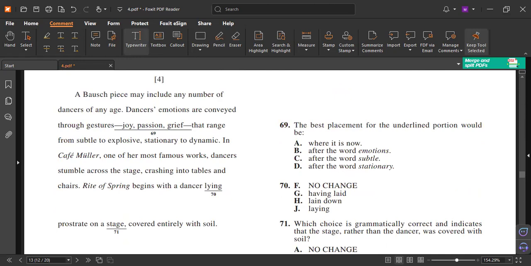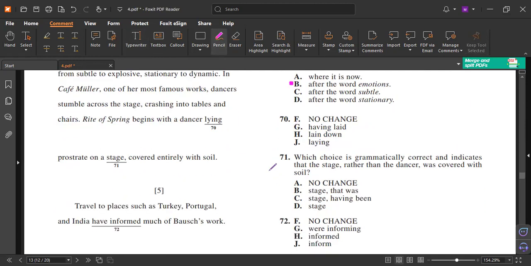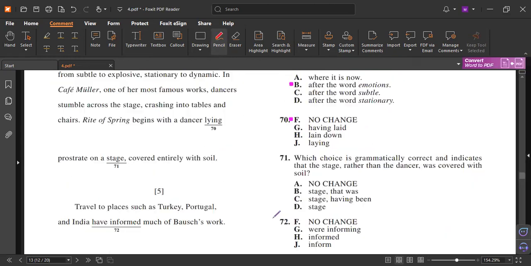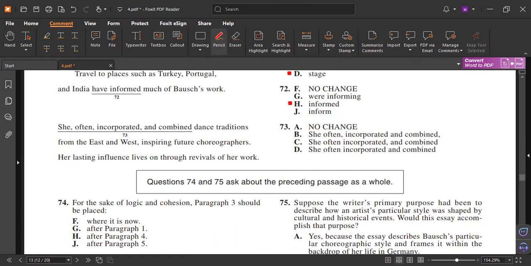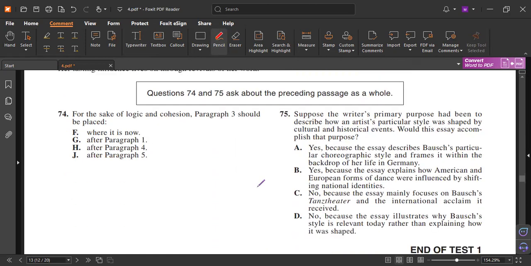Number 69. 69 is B. Correct. 70F. 70, correct. 71D. That's perfect. 72H. Correct. 73D. Yes. 74G. Yes. And 75C.